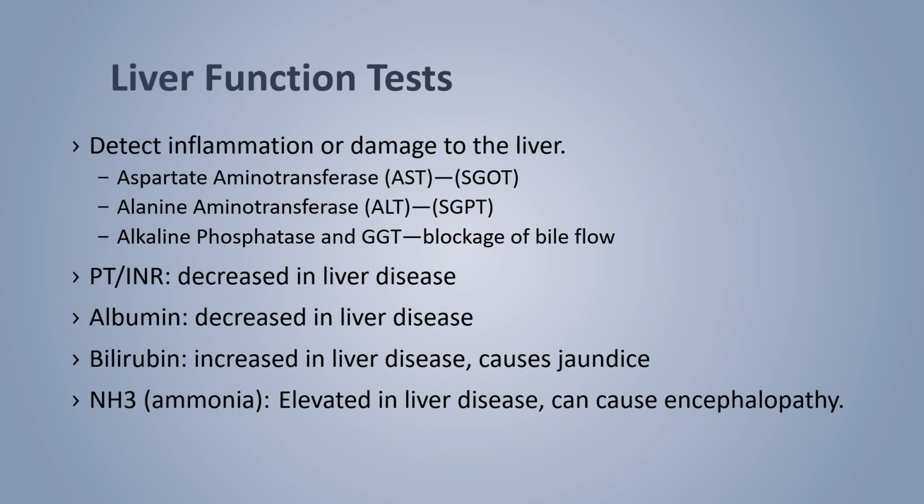Our albumin levels are going to be decreased with liver disease. Our bilirubin is going to be increased with liver disease. And then our ammonia levels are going to be increased. Our ammonia levels are going to be the most concerning out of all of this.